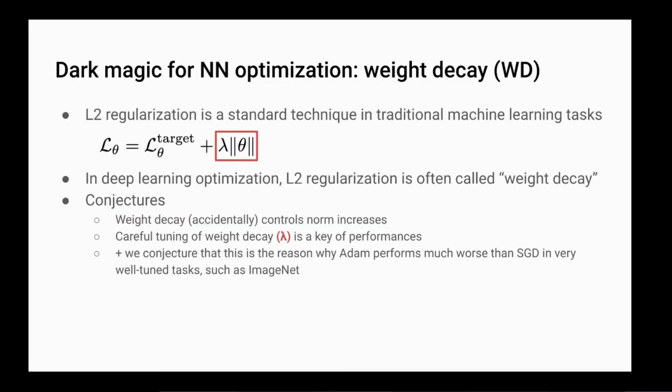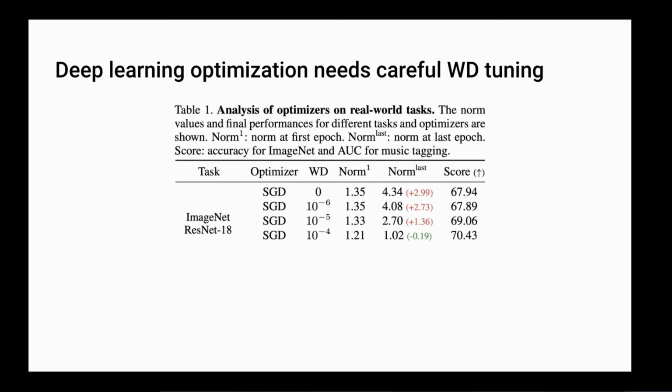So the last one I want to mention is weight decay, another secret recipe of neural net optimization. We use weight decay without much consideration, but actually it is another parameter to control the norm increase I mentioned before, and it makes performance very sensitive to the weight decay parameter. Here, when you have larger and larger weight decay, the norm does not increase as rapidly. For instance, without weight decay, you will have about 4 times larger norm.